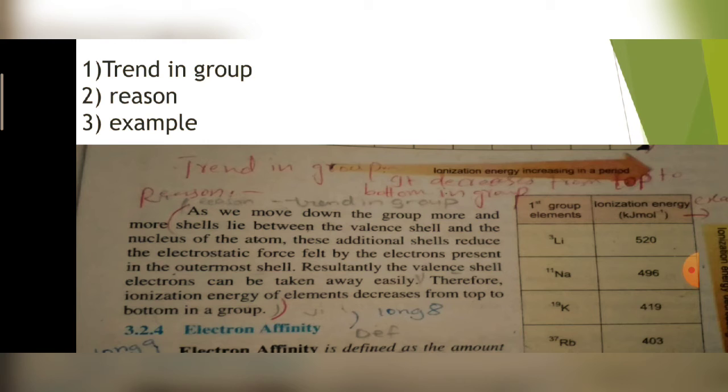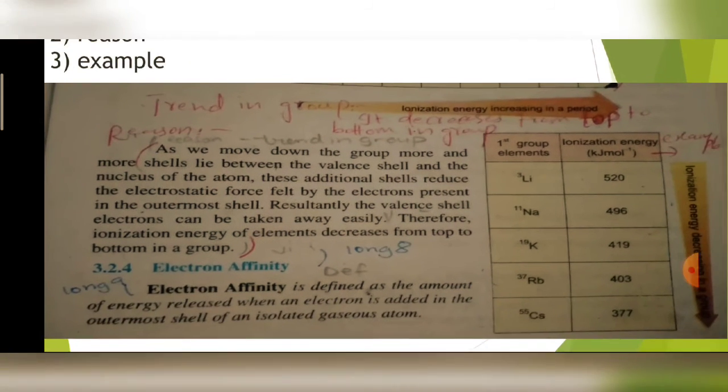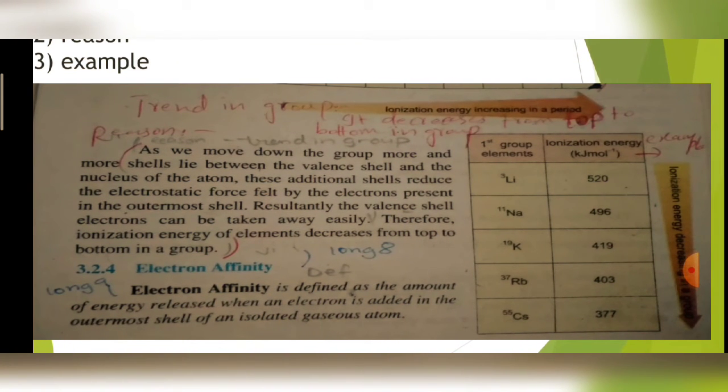As we move down the group, more and more shells lie between the outer shell and the nucleus of the atom. These additional shells reduce the electrostatic force felt by the electrons present in the outermost shell. As you can see here, lithium has atomic number 3, with 3 electrons and 3 protons. Sodium has 3 main shells, potassium has 4, rubidium 5, and cesium 6. Similarly, the number of shells increases when we move from top to bottom in a group.